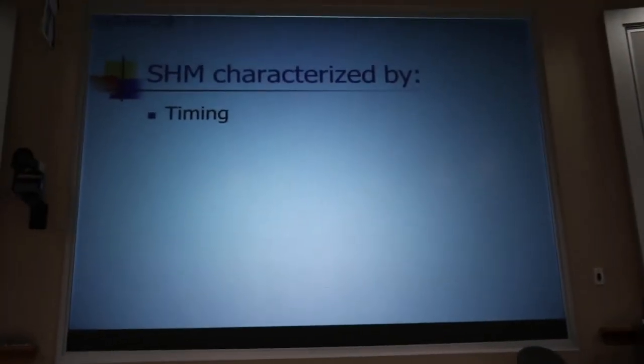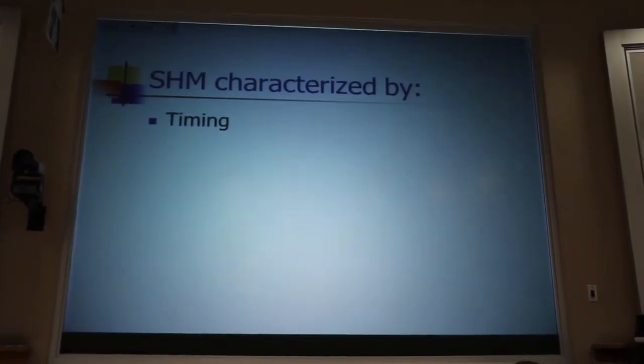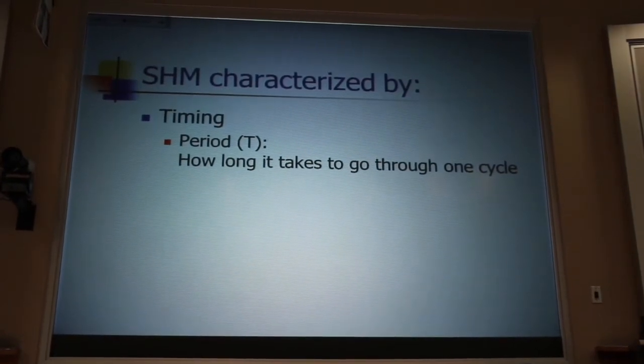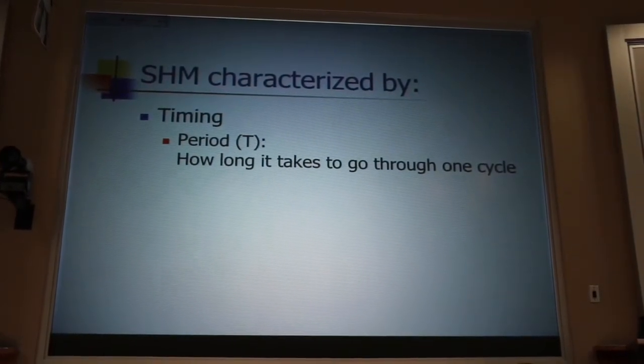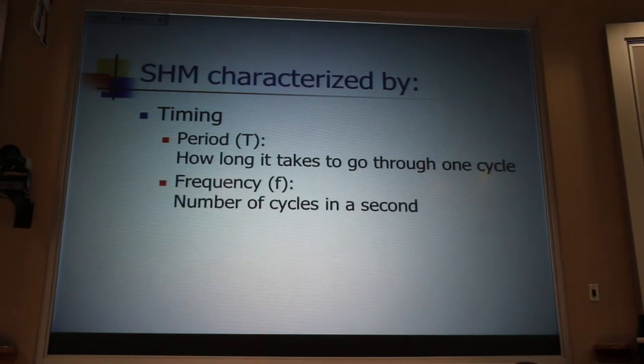Now we can characterize simple harmonic motion by the timing of the motion. We can do that two ways. We can either talk about the period, the time it takes to make one oscillation, one down and back up, or we can talk about the frequency, how many oscillations it makes per unit of time, per second.